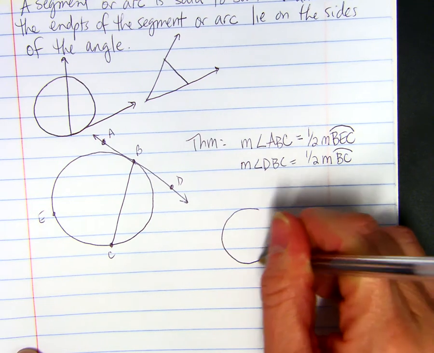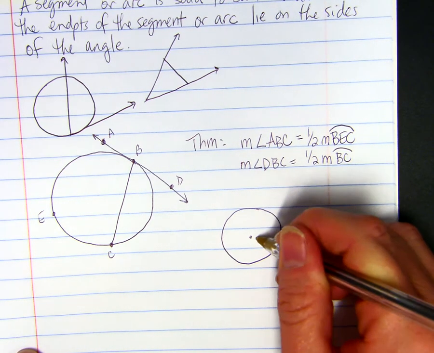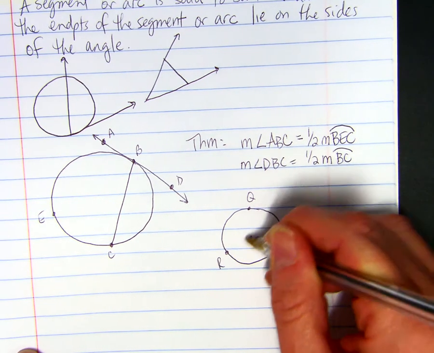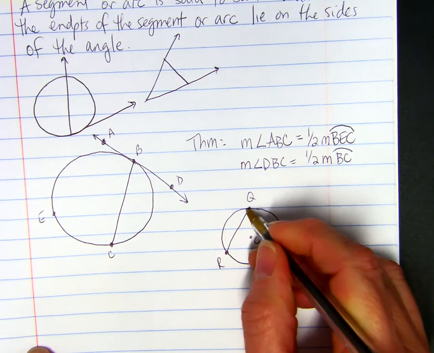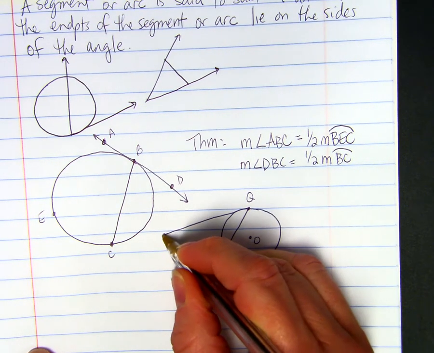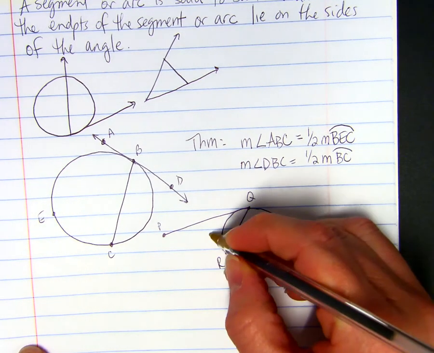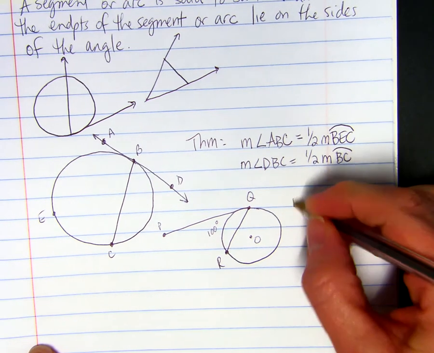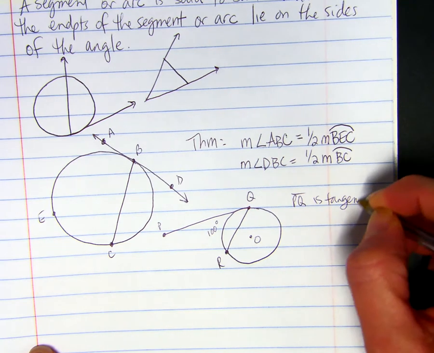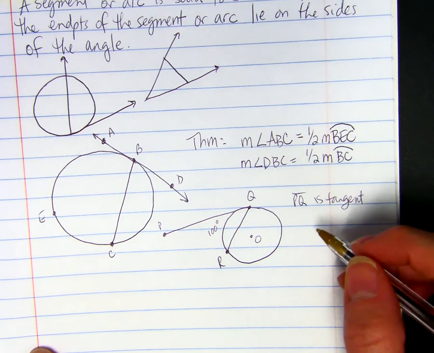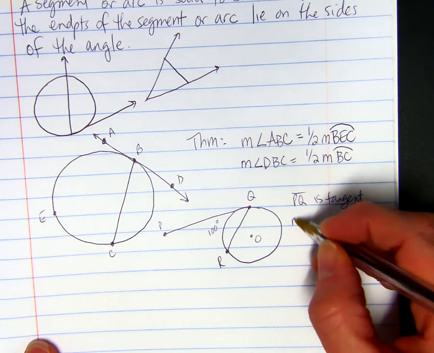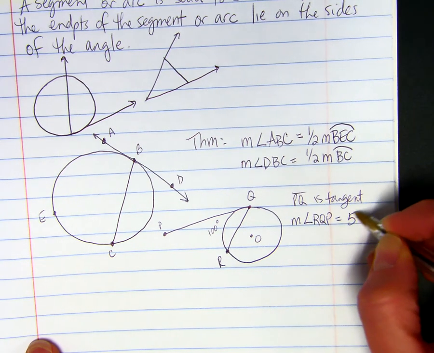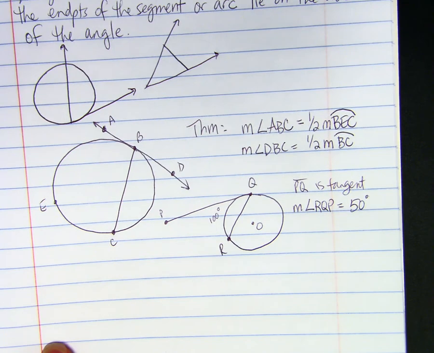So if we have a circle O, and we have a Q right here, an R right here, and a P right here, and this arc is 100 degrees, and PQ is a tangent, then we can say the measure of angle RQP will be 50 degrees because it's equal to half the measure of the arc.